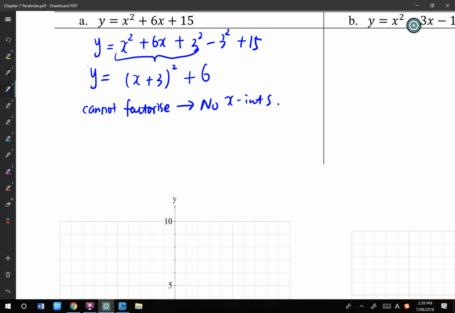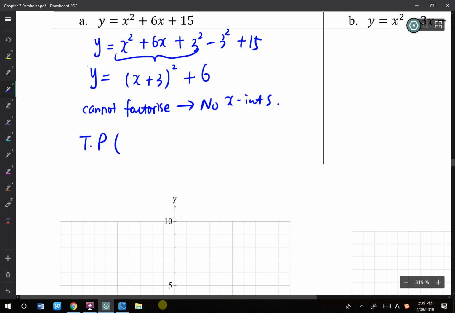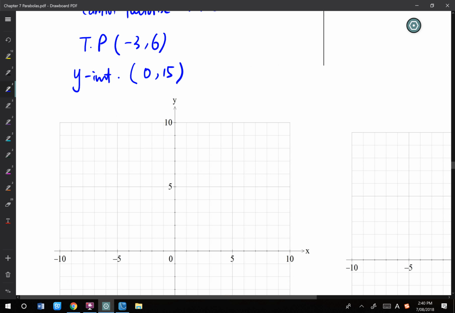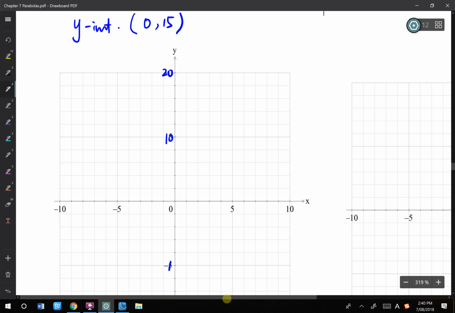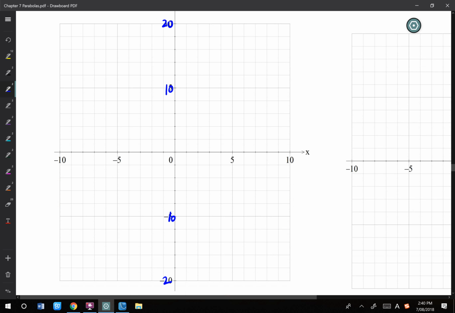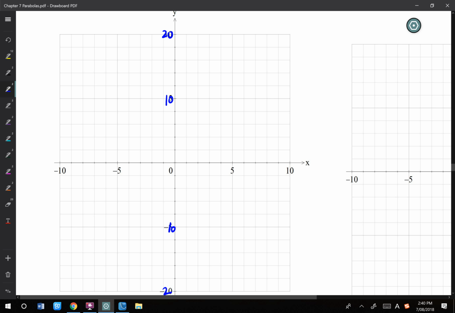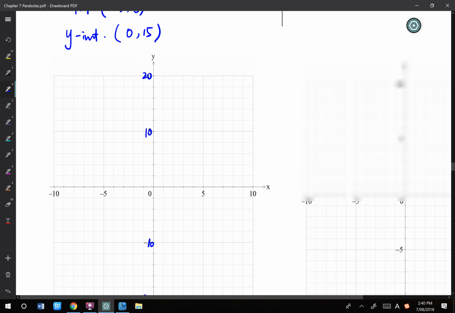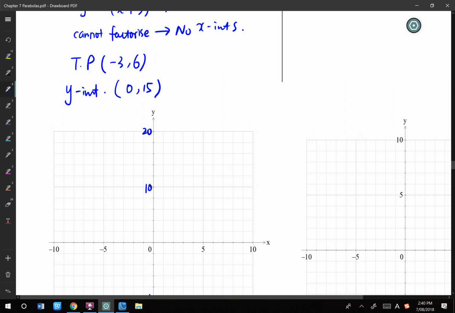Okay, that's it. So what's the turning point for this question? Minus 3 and 6. What's the y-intercept? 15, 0, 15. Okay, use the general equation. Have 0, 15. Well, change that to a 10, change that to a 20. Well, the scale is not good. Negative 10, negative 20. And that should work. When you sketch it, if the scale is not right, just change it. I just copied all the same scale from all the questions, but it's not right.